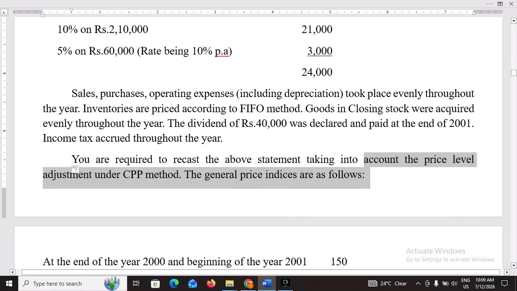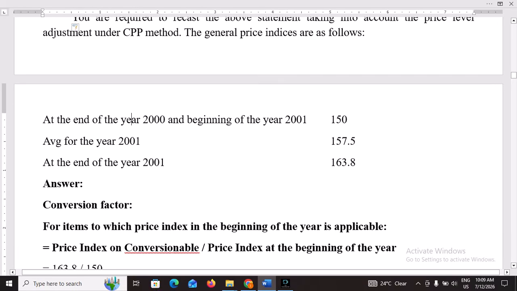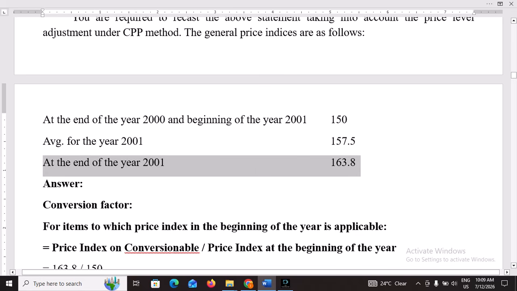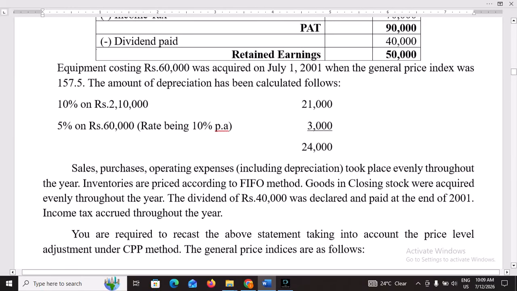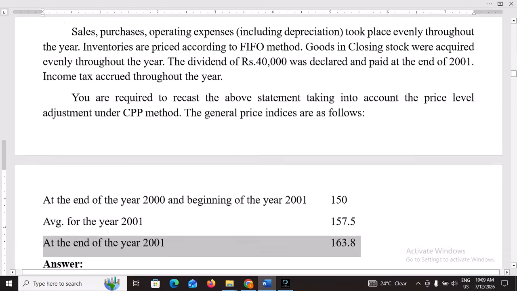The general price indices are as follows. At the end of the year 2000 and beginning of the year 2001, 150. Average for the year 2001, 157.5. At the end of the year 2001, 163.8. Okay, this is the whole question. I think it is for 15 marks.